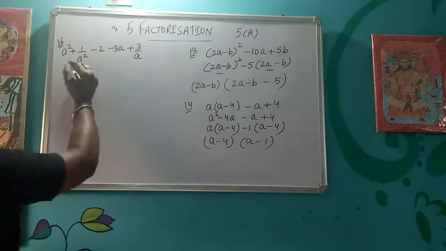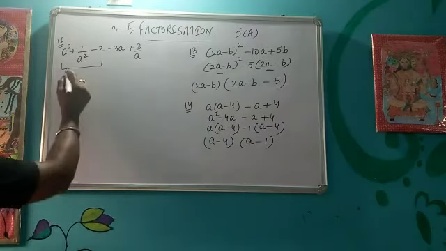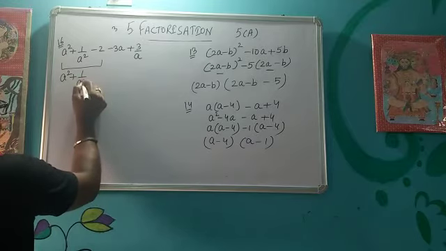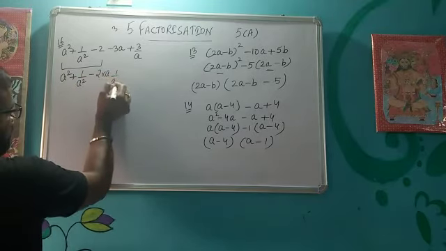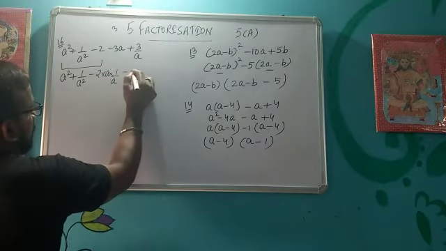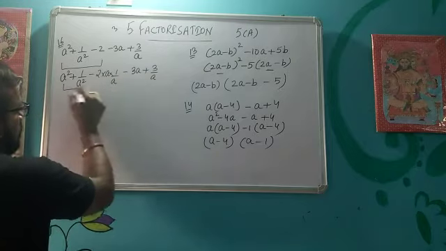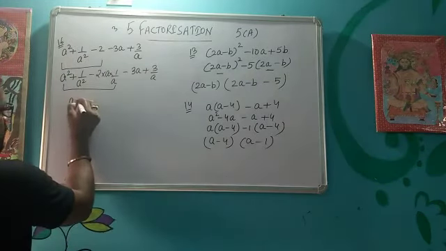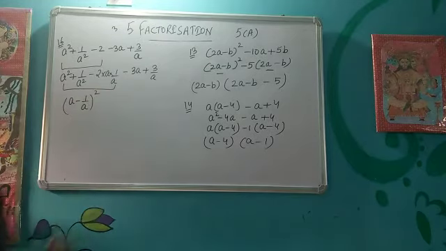So if I see it very carefully, it is actually written like this: a square plus 1 upon a square minus 2 into a into 1 upon a. Is it? Minus 3a plus 3 upon a. So it is actually what? A minus 1 upon a whole square.